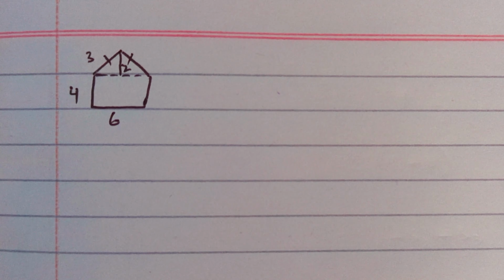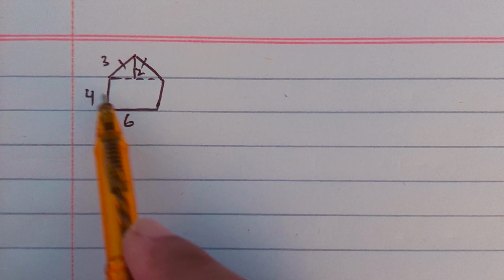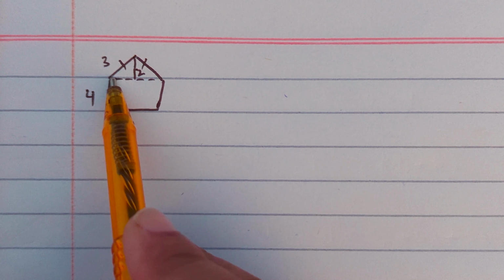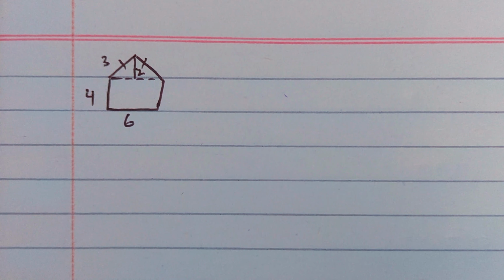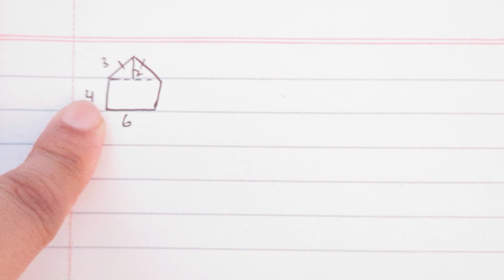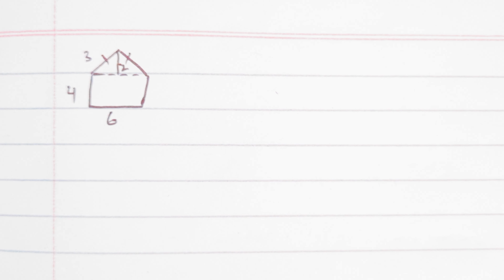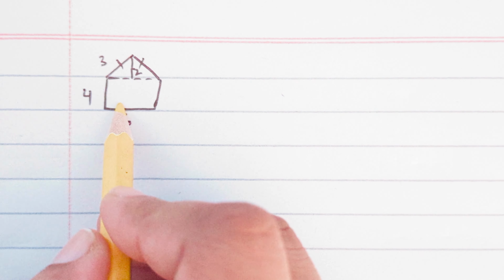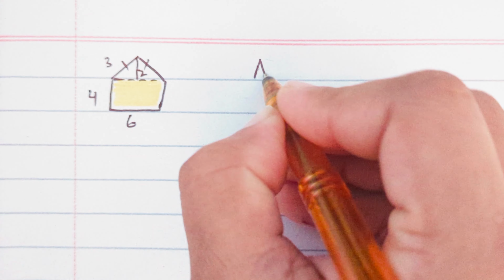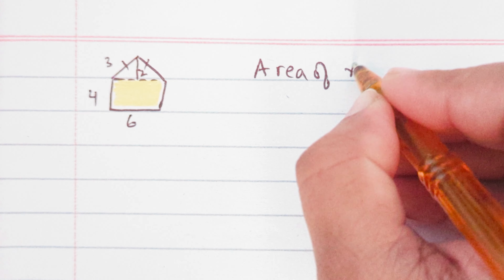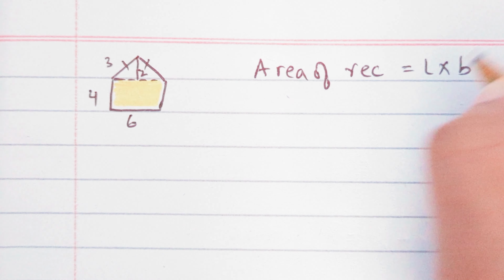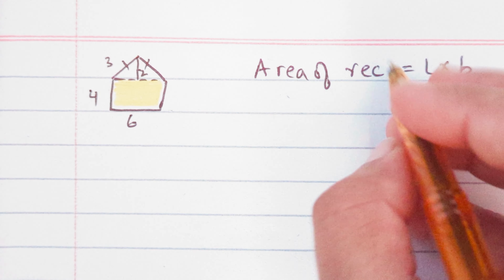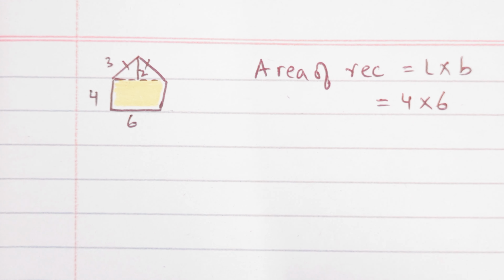A composite figure is made of more than one shape. Here you can see we have a bottom part made of a rectangle and the upper part made of a triangle. When we have to find the area, it means how much space each shape covers. For this rectangle, we will use the formula length multiplied by breadth, which is 4 multiplied by 6, and we will get 24 centimeter square.